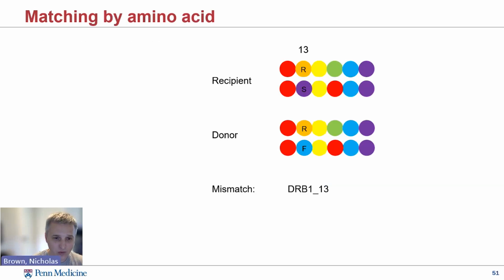So an example of how that would work is here I'm showing the amino acid sequences. What I'm trying to show here is each color would be a different amino acid. And so for a recipient, you can see they have 2 different proteins that are made because we have 2 chromosomes, 2 sets of genes. And if we look at this one position, let's say this is DRB1, the 13th amino acid position, the recipient here has an arginine and a serine. The donor has an arginine and a phenylalanine. And so what this means is that this phenylalanine, this F, is going to be seen as a mismatch at this particular position. And so at DRB1 13, there's going to be 1 mismatch.